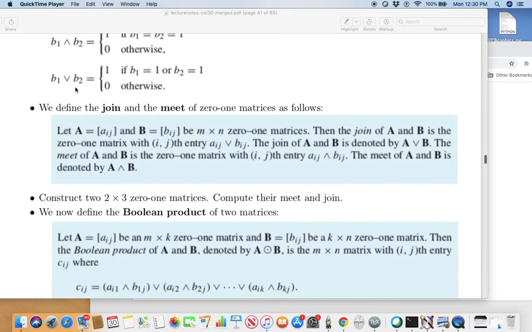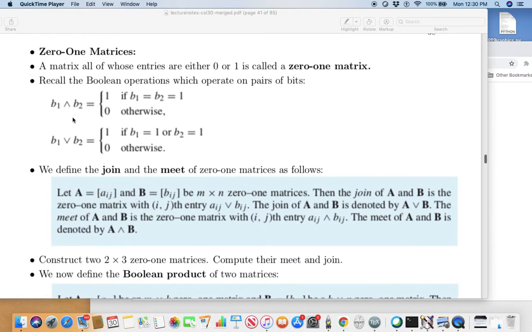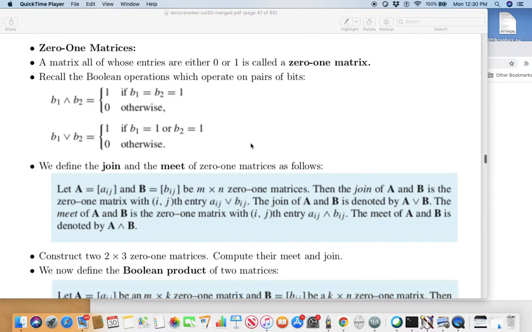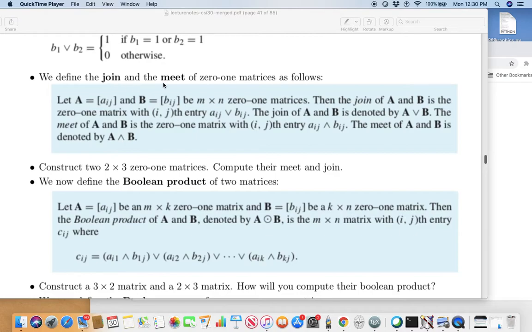Now, once you know the conjunction and disjunction of bits, binary digits, we can talk about join and meet of 0, 1 matrices. Okay, the join of A and B is the 0, 1 matrix with disjunction of each entry. The meet of A and B is the 0, 1 matrix with conjunction for its respective entries.